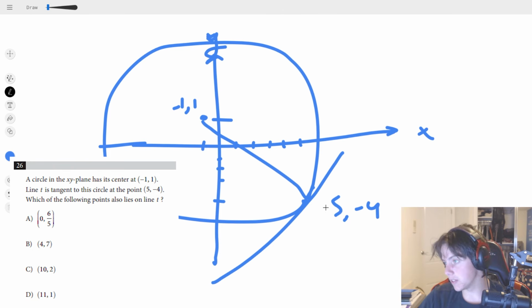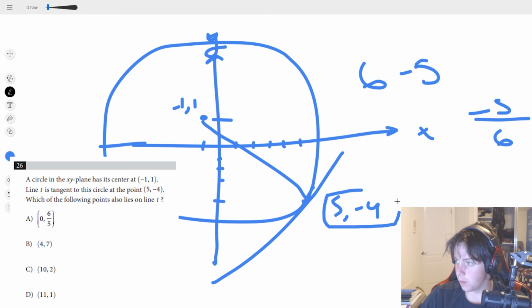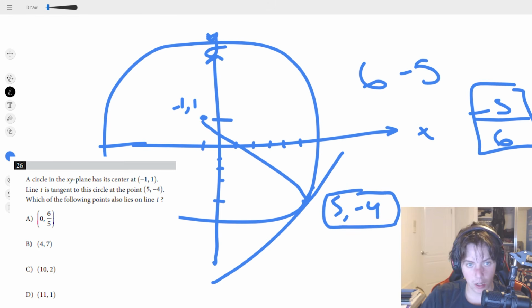So to find the slope of this line, we see that we're going 6 across and we're going down by 5. So our slope is -5 over 6, right? So now we're gonna see what other line matches the slope -5 over 6. Okay, so or how many times we can subtract this from this. So really quickly, let's find our y equals mx plus b.